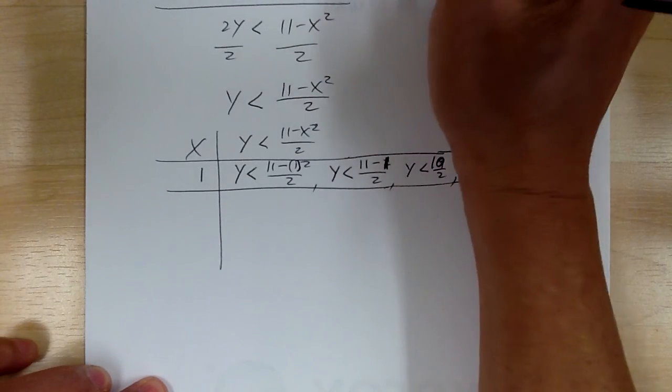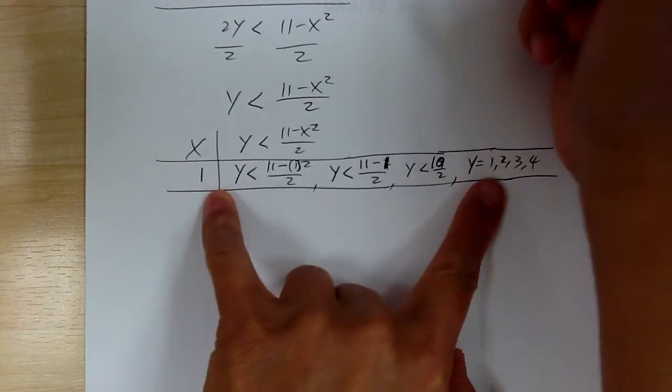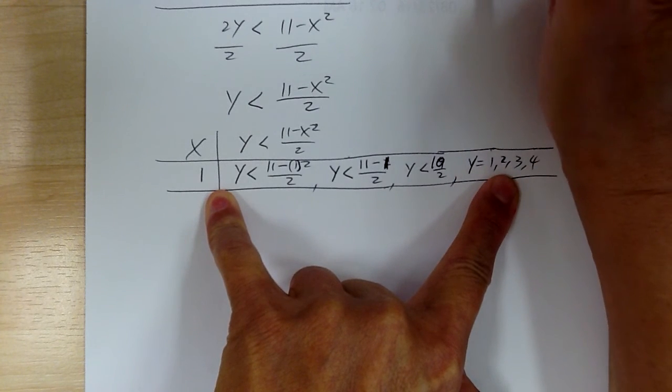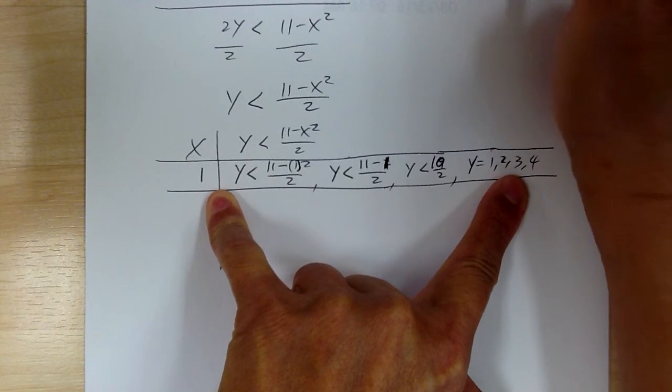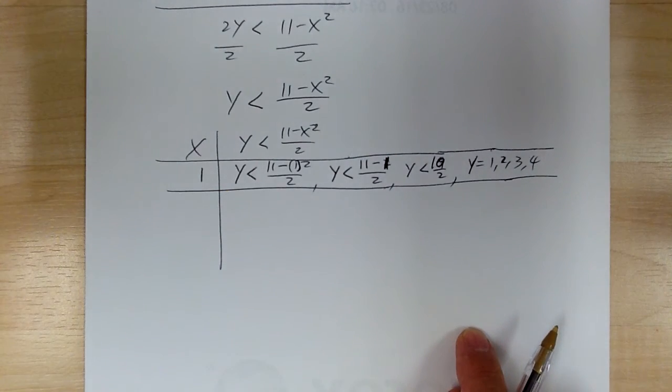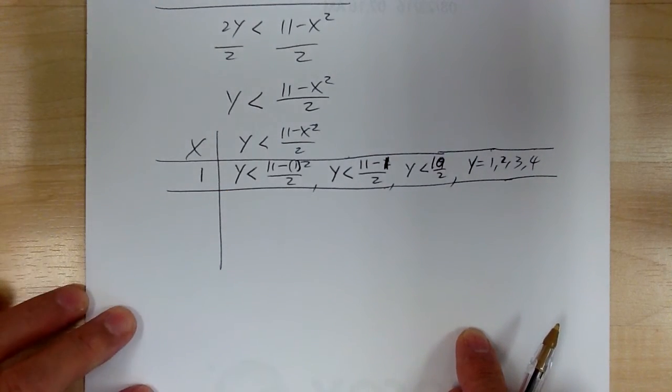So that means your answer would be 1, 1. Then you have 1, comma 2. Then you have 1, comma 3. Yeah, 1, comma 4. So inequality is a little bit more challenging. You have to be more careful.